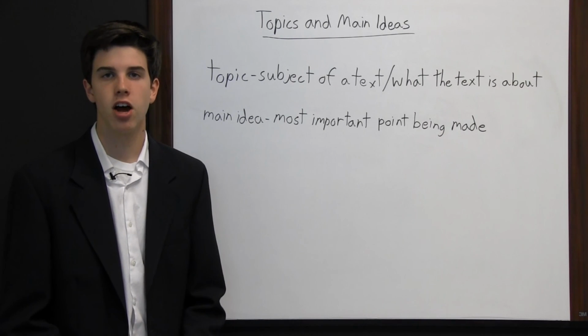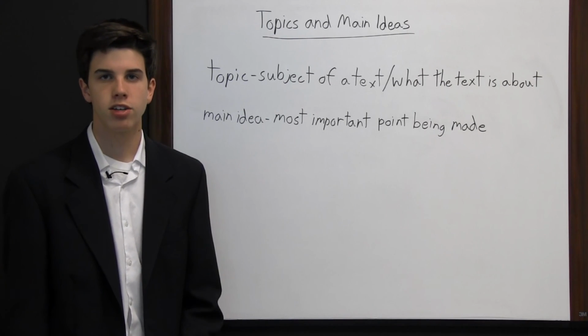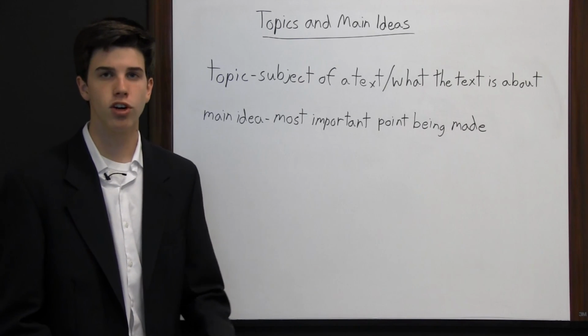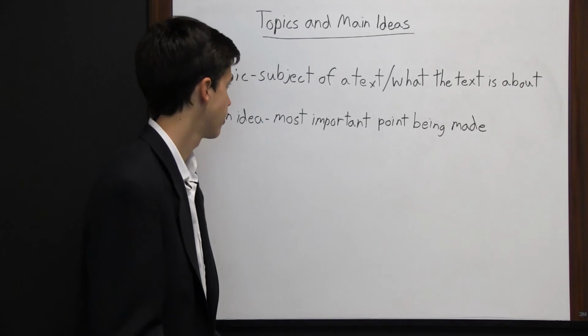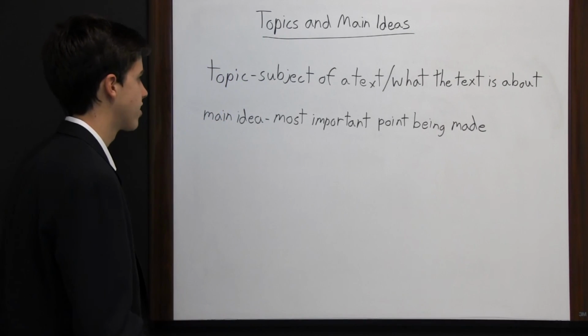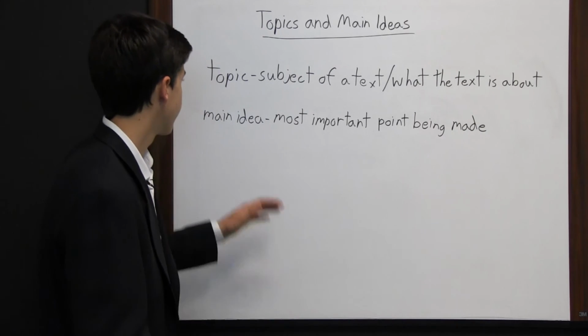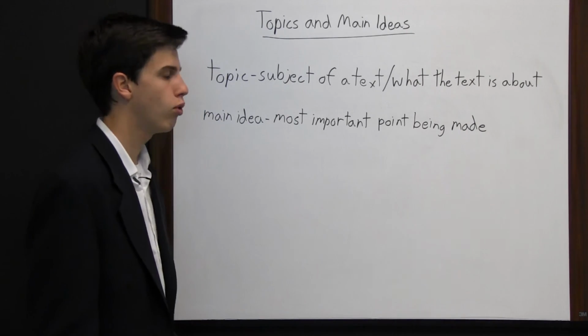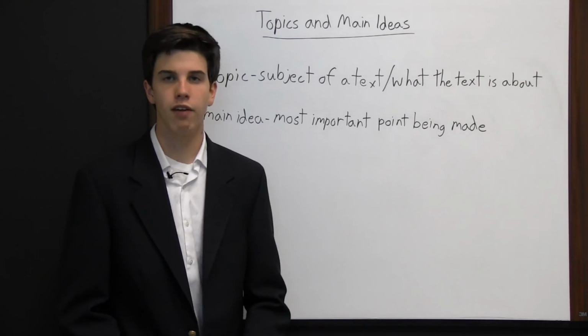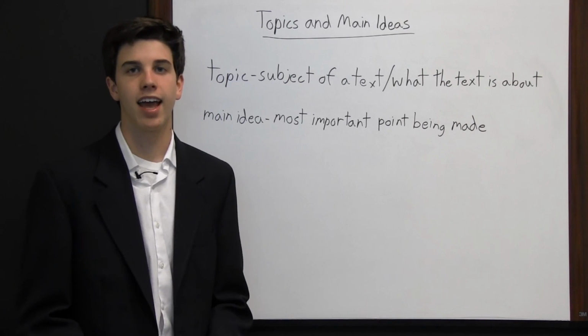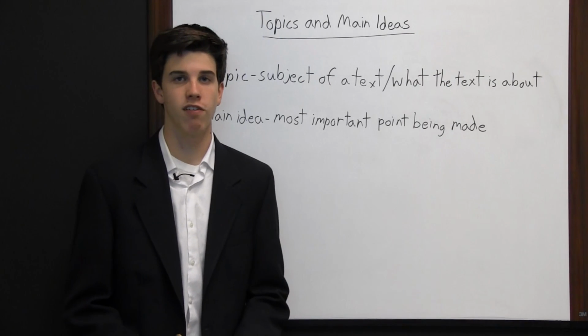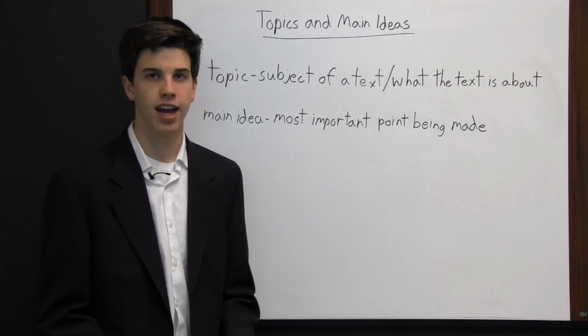Topics and main ideas are vital parts of a paper. So it's important that you know how to find the topic and main ideas. But first we need to understand what those are. So a topic is a subject of a text. Basically, it's what the text is about. And the main idea is the most important point being made. So every paper includes a main idea and a topic. And every paragraph also includes a main idea and a topic.